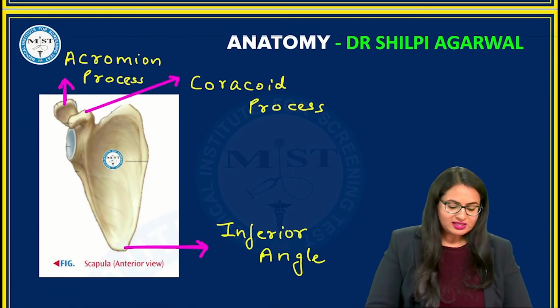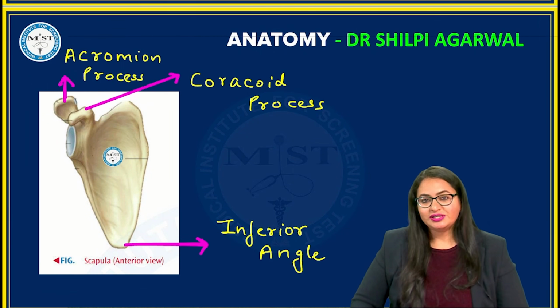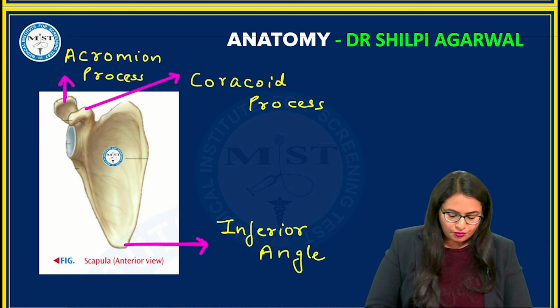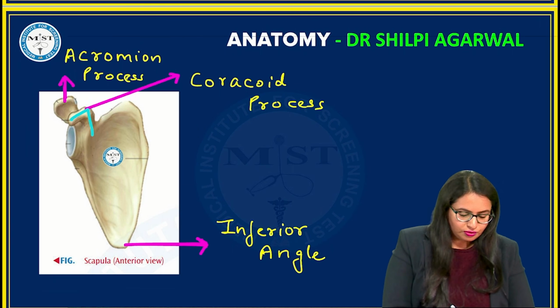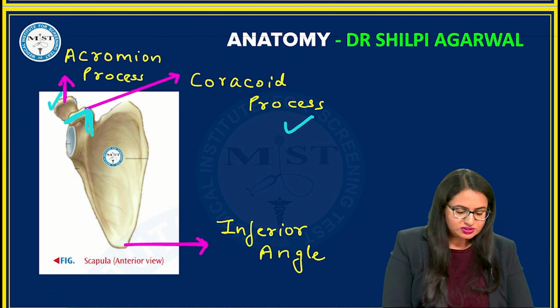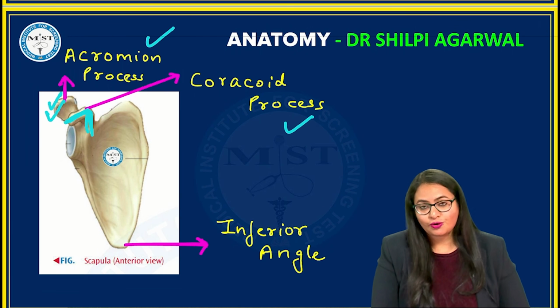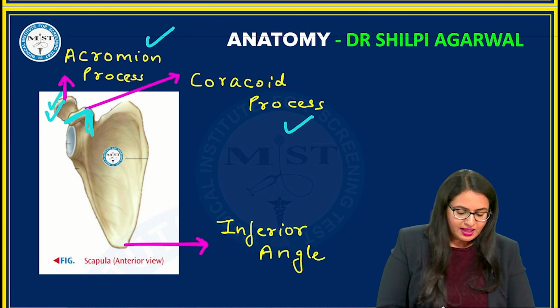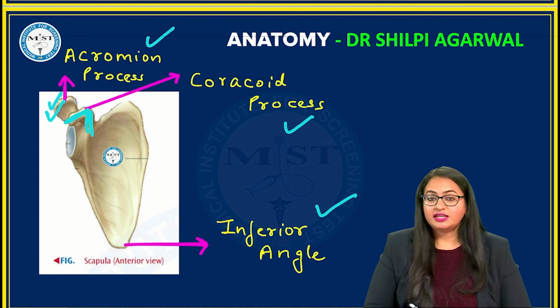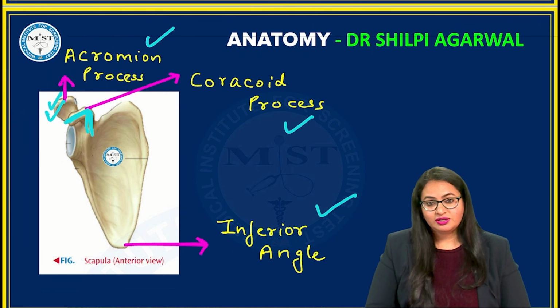First of all, as you can see, this is the image of the bone scapula, and the most important point we have marked over here is this coracoid process. And another process which is present over here is the acromion process. Very important. And towards the inferior side over here, this is the inferior angle of the scapula.